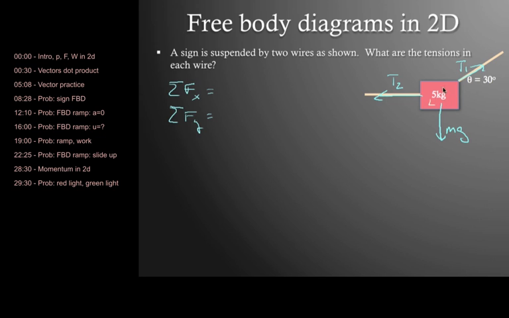we need to decompose him into our x and y coordinates. So maybe this way is y and this way is x. So then we need to decompose this T1 and get T1x and then T1y. So we can go ahead and look at T1x. That's just T1 cosine of this 30 degrees. And then T1y is just T1 sine of this 30 degrees.